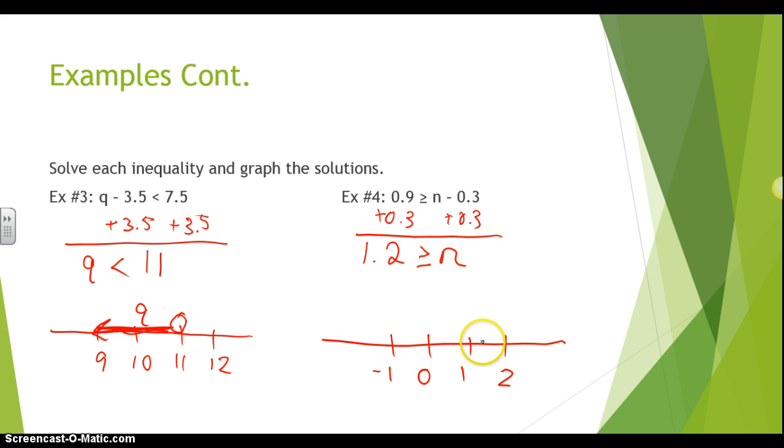1.2 is going to be closer to 1. There it is, 1.2. So 1.2 is greater than or equal to n, so it's going to be a shaded in circle there at 1.2. And since n is less than or equal to 1.2, or 1.2 is greater than or equal to n, again here I'm going to shade to the left. And there is my graph for that situation.